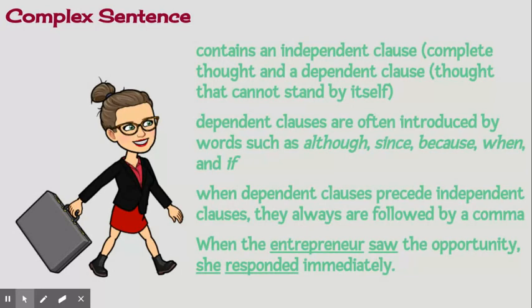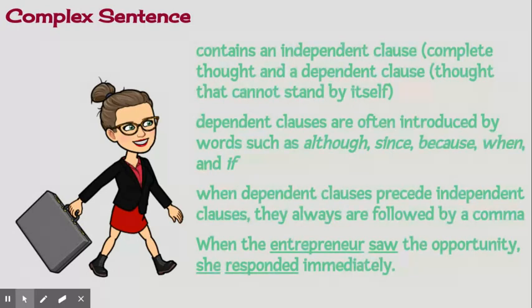So let's look at this example. When the entrepreneur saw the opportunity, she responded immediately. Entrepreneur is the subject and saw is the verb of our dependent clause. Note that comma. And then she is the subject and responded is the verb in the independent clause.